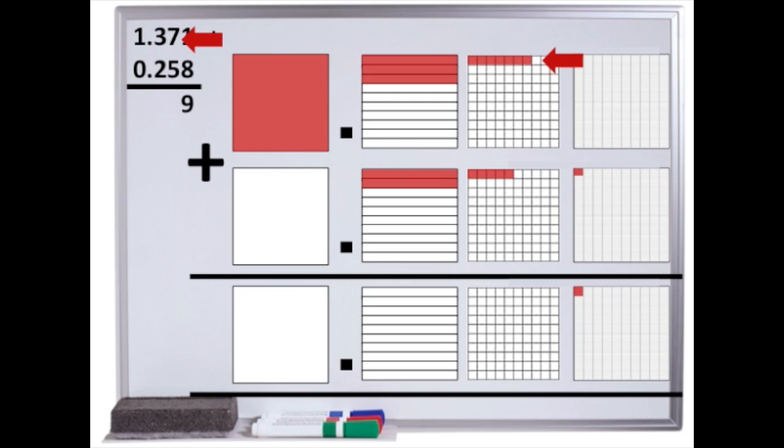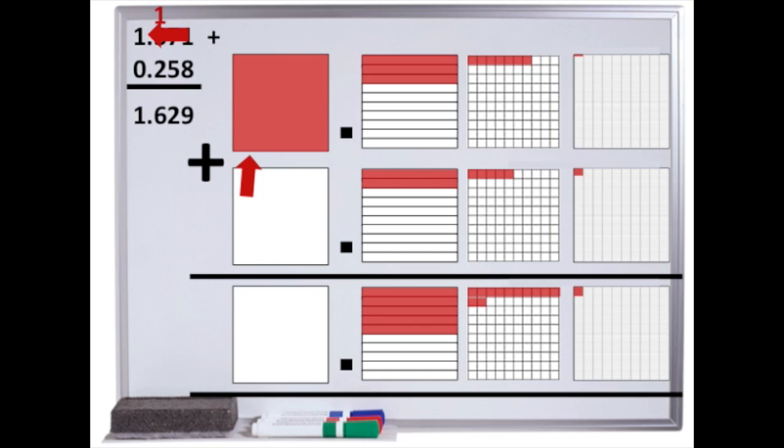Let's do the next column. 7 plus 5 equals 12. But see, what we have to do here now is move our row over to our tenths place value because we have more than 10. Now let's add our tenths column together. We leave our 1 here and add on our other tenths. So 1 plus 3 plus 2 equals 6. And finally, let's add our units together. 1 plus 0 equals 1.